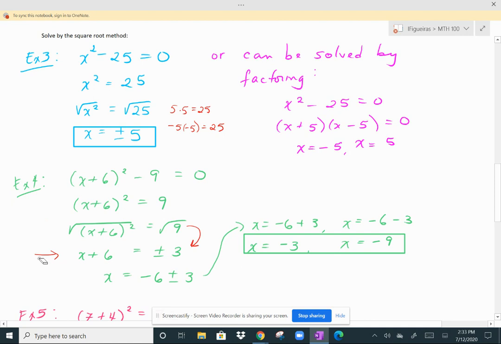Then I subtract 6 in order to get the x alone, and you get that x is negative 6 plus or minus 3. But you definitely don't want to leave your answer like that, because you can add and subtract negative 6 with either 3 or negative 3. So I expanded them here. Negative 6 plus 3, well, that's equal to negative 3. And negative 6 minus 3, well, that's equal to negative 9. So again, 2 solutions.